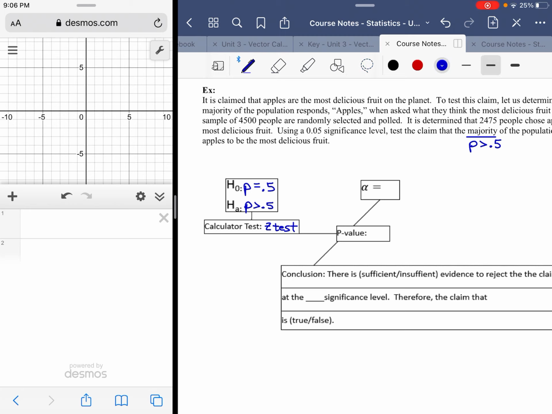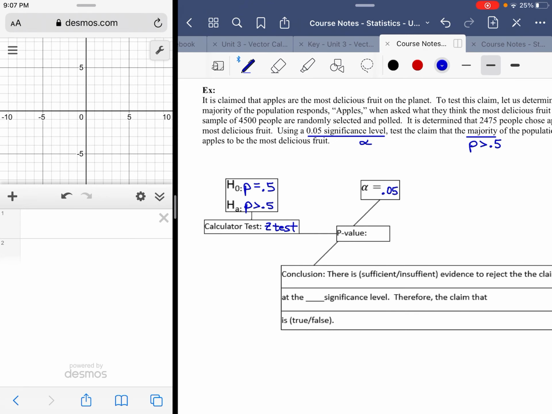After that, we want to make a determination of what the p-value is and then compare that to the alpha. They told us the alpha was 0.05. Significance level is your alpha. The p-value is going to come from your sample statistics.